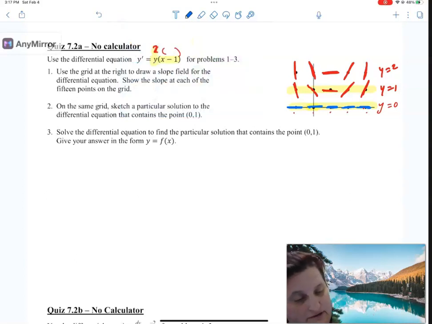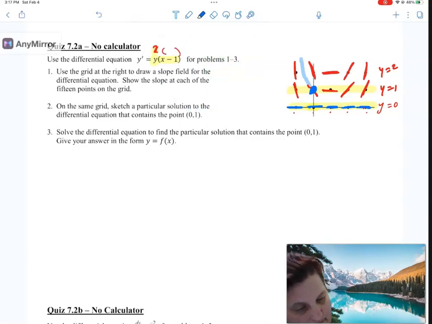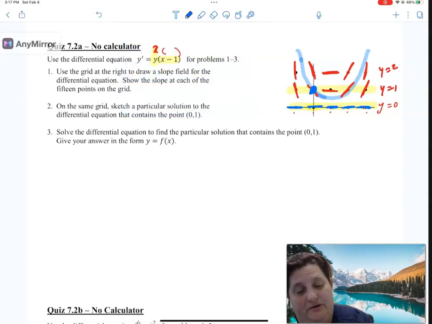It contains the point 0, 1. 0, 1. Okay. And here we go. Looks like it's 0 right through there, and comes right back up. So there's my particular solution. Okay, solve the differential to find the particular solution that contains that point.